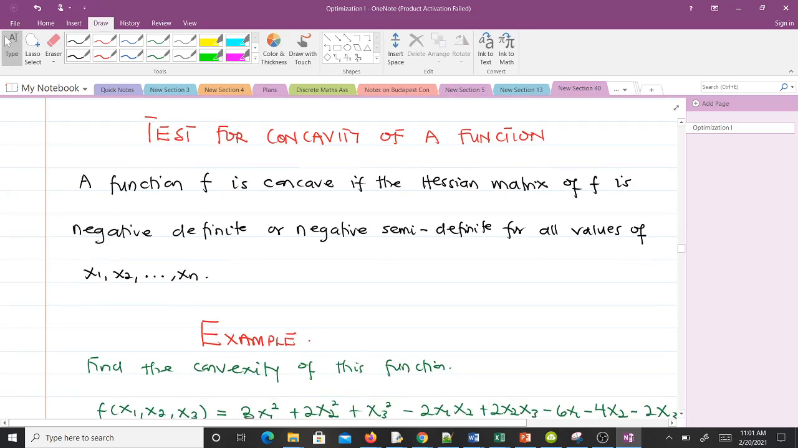Then the test for concavity of a function. If the Hessian matrix is negative definite or negative semi-definite for all values of x1, x2 to xn, then we say our function f is concave.